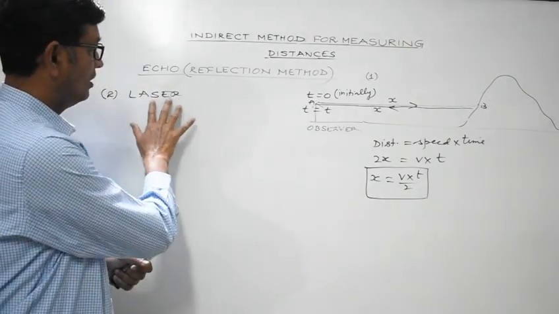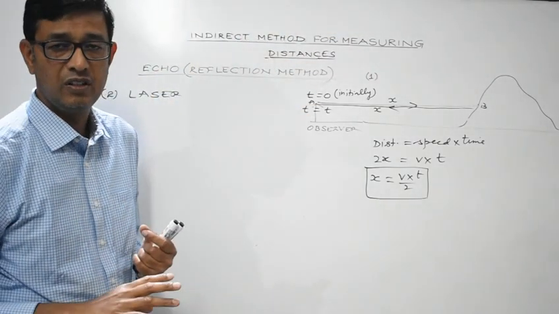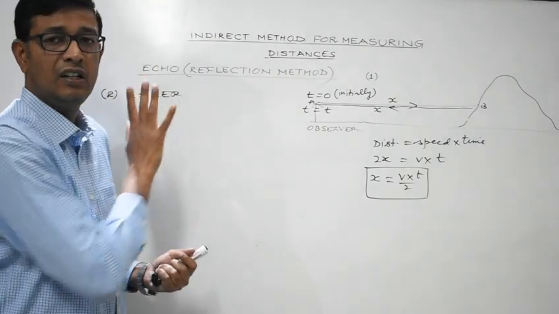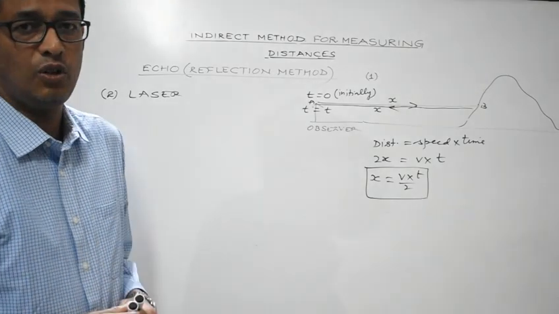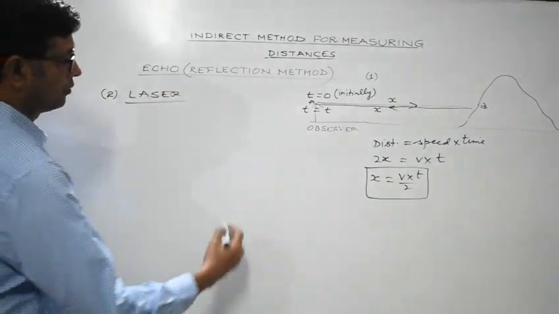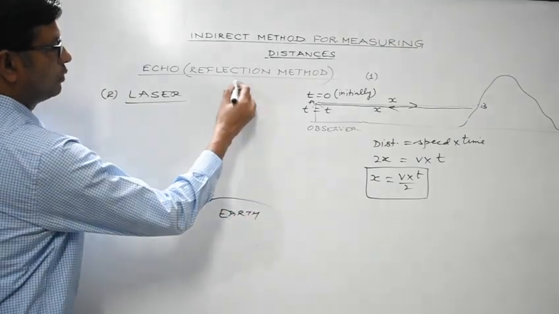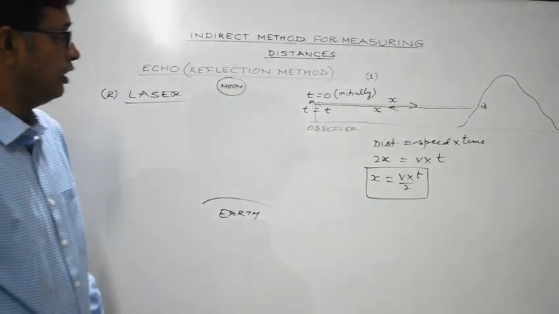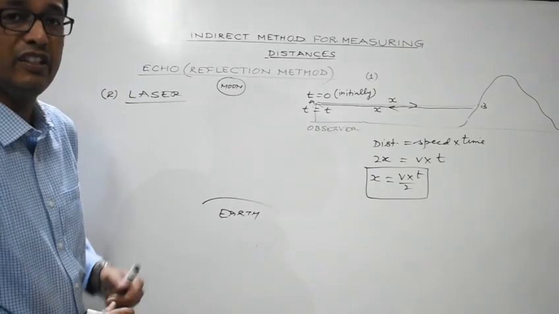The light so emitted can travel far away without dissipation. So it can travel a very long distance. This technique is very much used in finding the distances of astronomical objects, right? Suppose this is Earth, this is Moon. We need to find out the distance of the Moon from the Earth. So we can make use of the laser method.